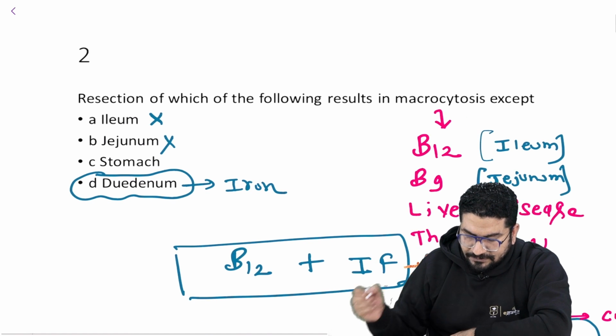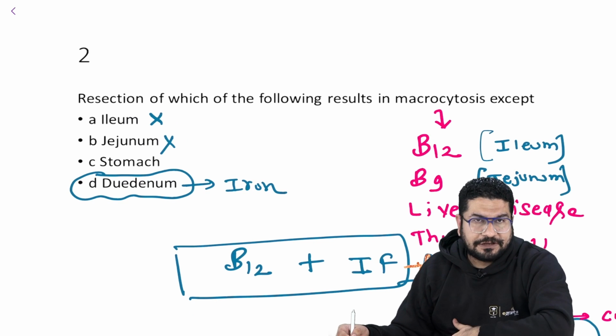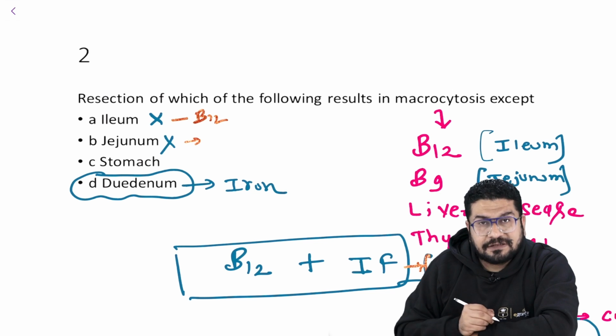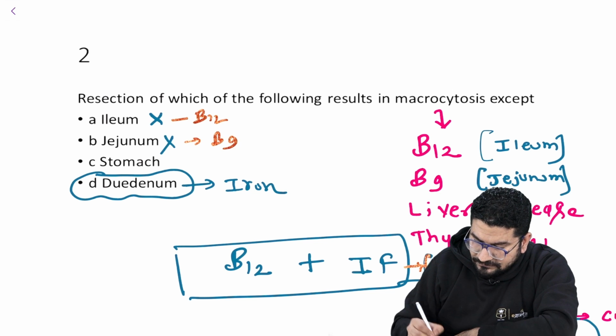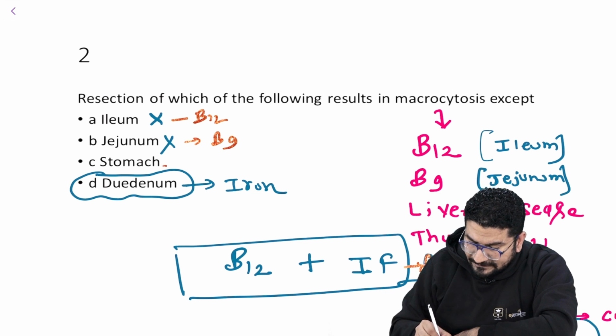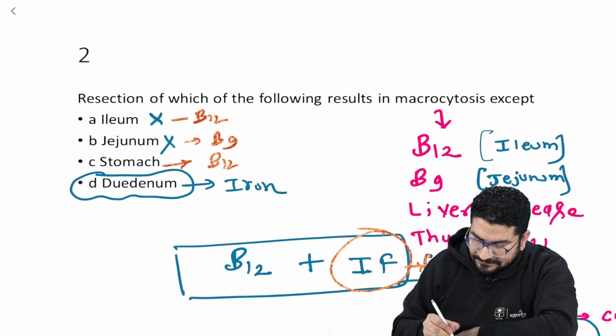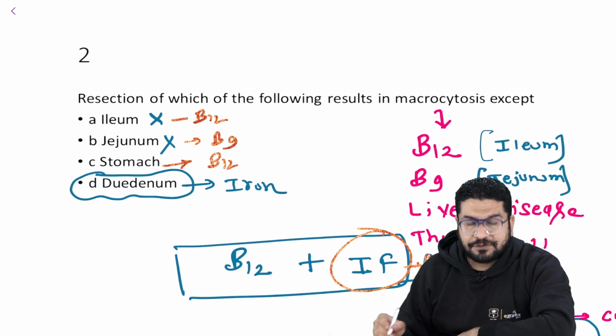If you see jejunum or ileum rejection, it can cause macrocytosis because there will be B12 deficiency here. Jejunum rejection, there can be B9 deficiency. Stomach rejection can also cause B12 deficiency because there will be no intrinsic factor. On the other hand, after ruling out all these choices, I have duodenum as the main answer.